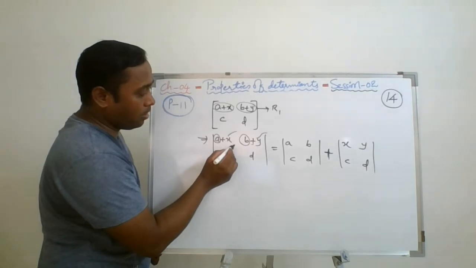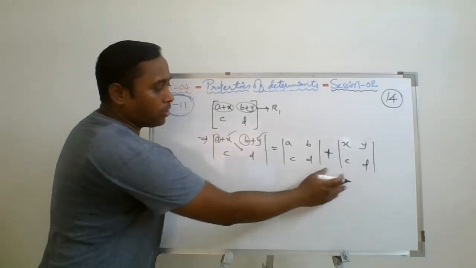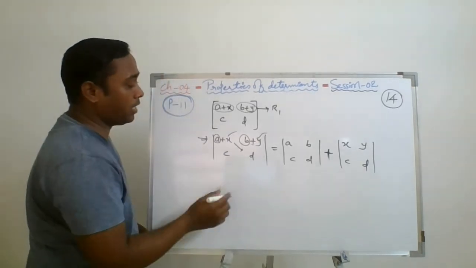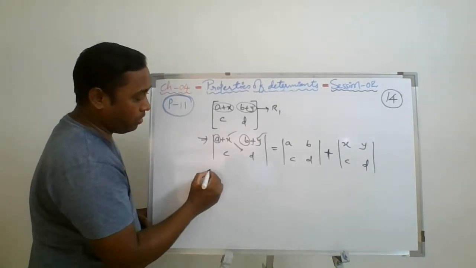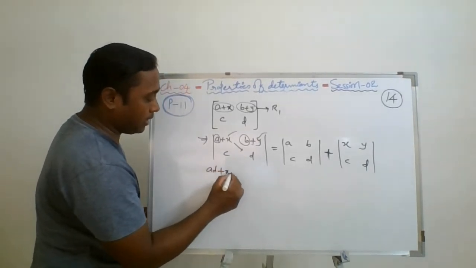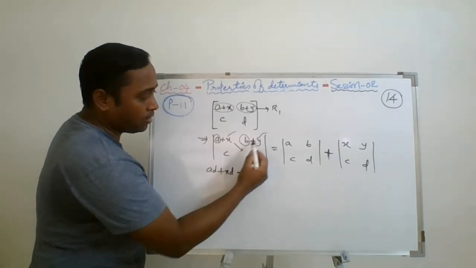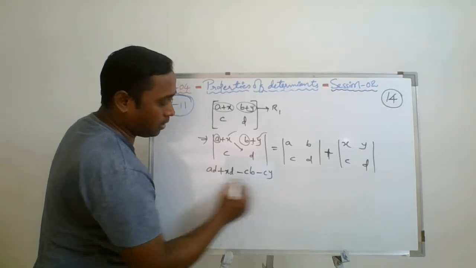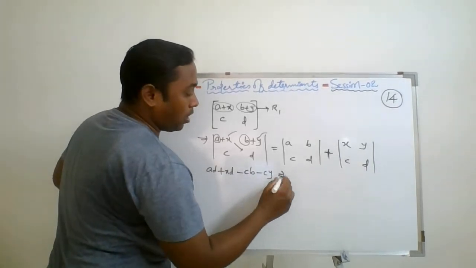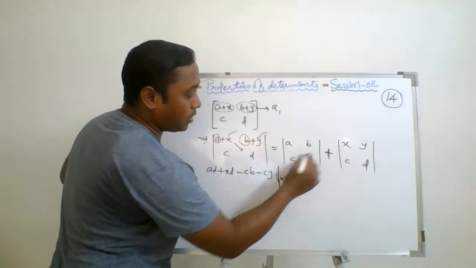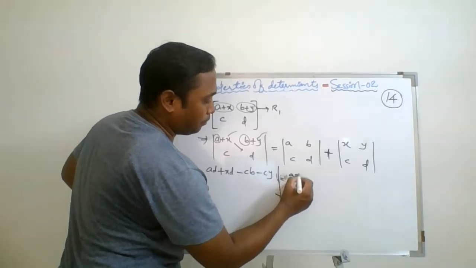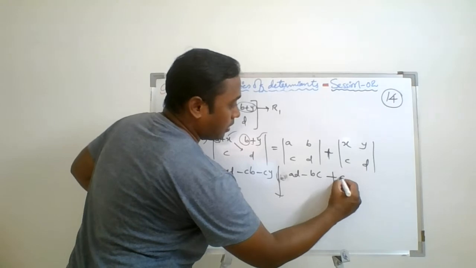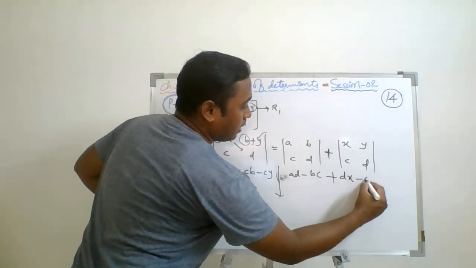You can verify this property by taking LHS and RHS and simplifying. So (a plus x) into d will be ad plus xd, minus c into (b plus y), which is minus cb minus cy. This is the left hand side done. Now, what is the RHS? What we have is ad minus bc plus dx minus cy.